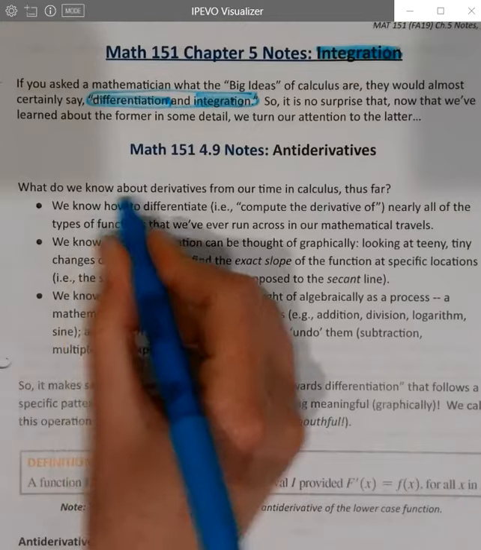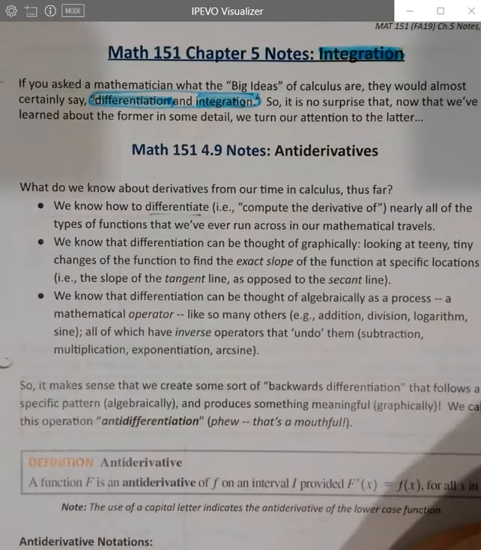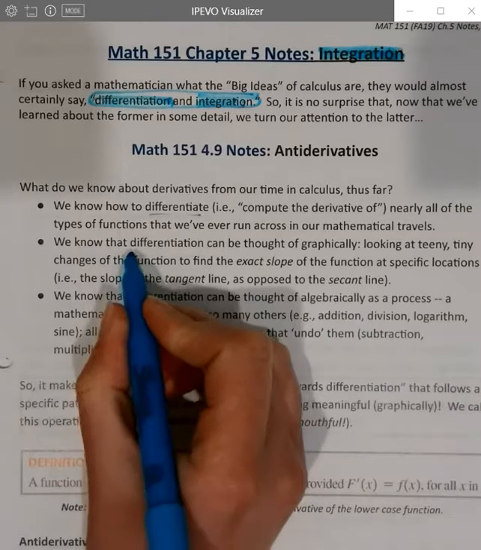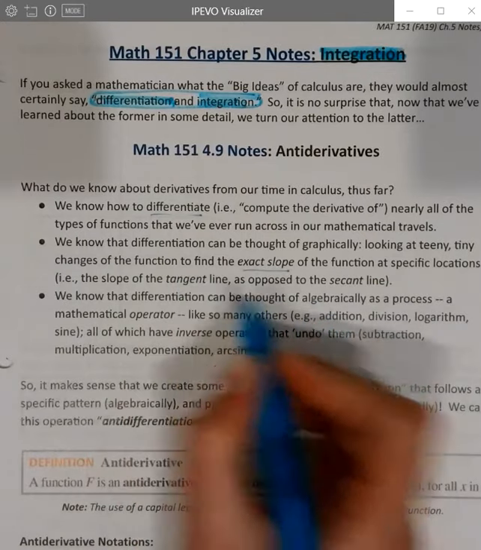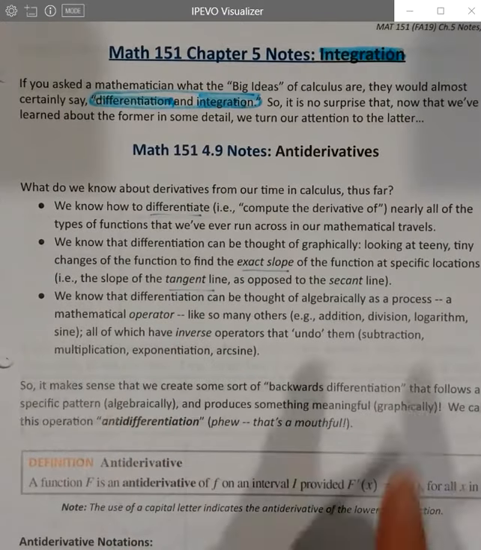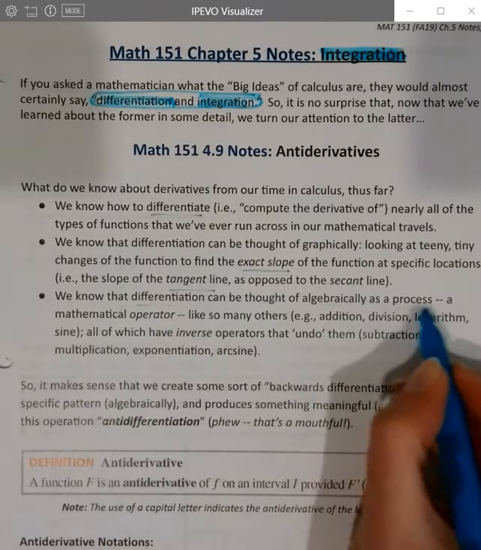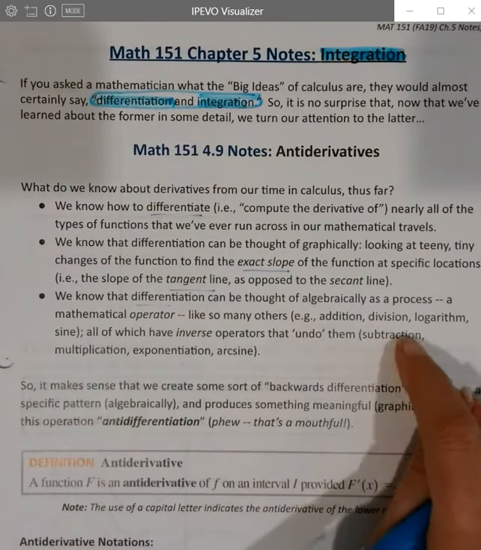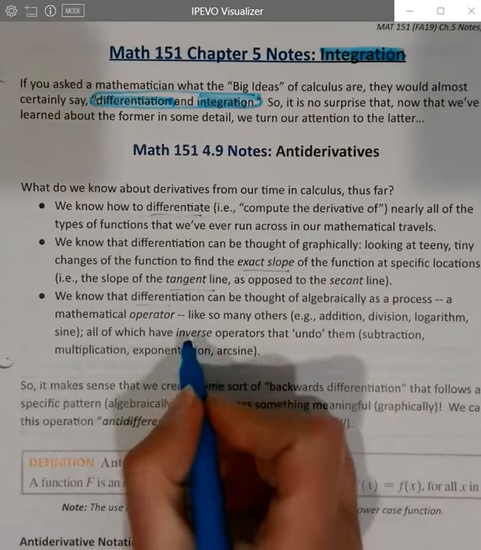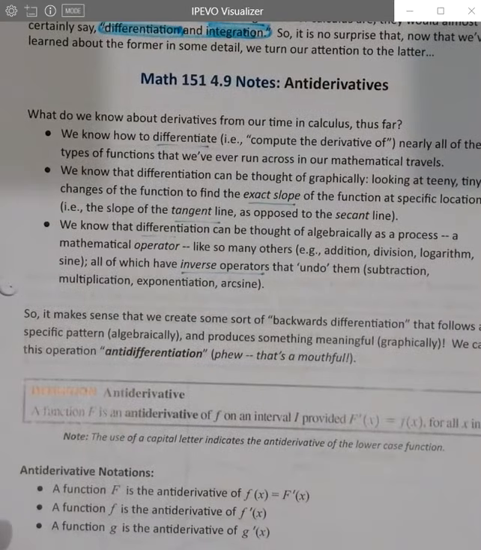Just to summarize real quick, what do we know about derivatives from calculus so far? We know how to differentiate, so compute the derivative of nearly all types of functions using the product rule, the chain rule, all the rules that we know. And we know that differentiation can be thought of graphically, looking at little bitty changes in the function to find the exact slope or the instantaneous slope, the slope of the tangent line, as opposed to a secant line. And we also know that differentiation can be thought of as an algebraic process, a mathematical operator. And so just like many operators, it's going to have an inverse, like addition, subtraction, exponentials, logarithms. They all have inverse operators. And so that's what we're going to be looking at to start this section right here.